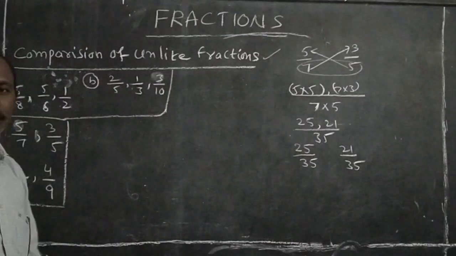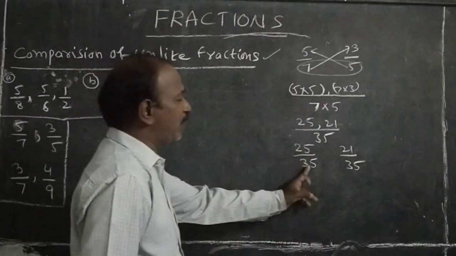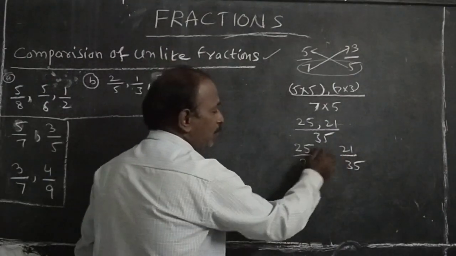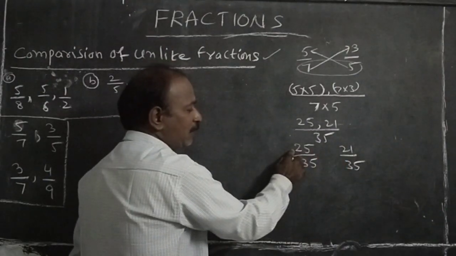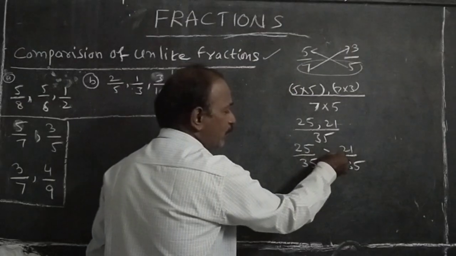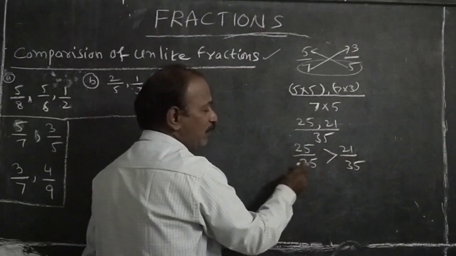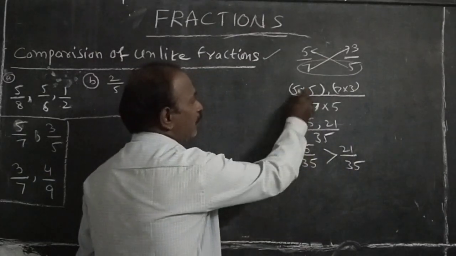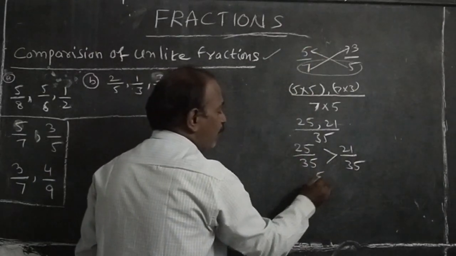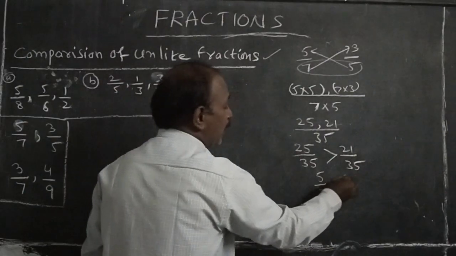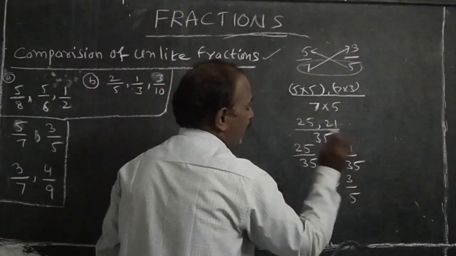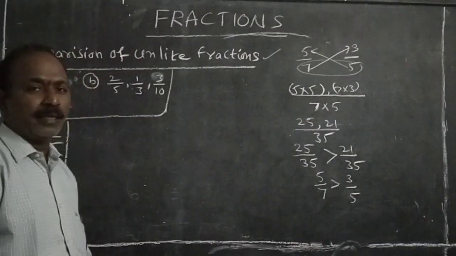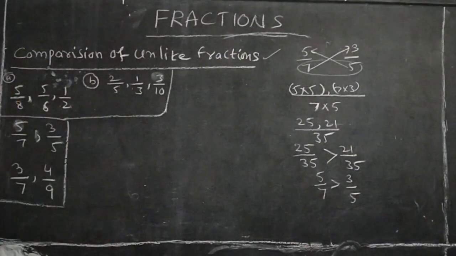These two are like fractions. Why? Because the denominator is the same, 35 and 35. So we have to compare the numerators. 25 is greater than 21. So 25 by 35 is greater than 21 by 35. And 25 by 35 is got from 5 by 7, so 5 by 7 is greater than 3 by 5. This is the simplest method to compare unlike fractions.